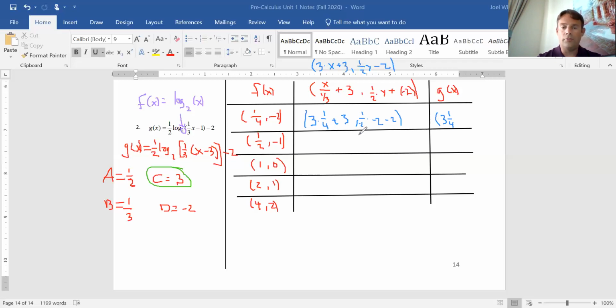Well, that shouldn't have been a -2. Oopsies. So that didn't sound right to me. There we go. Half of, let's try that. Half of -2 is -1, minus 2 would be a -3. So a little bit better. Yep. So then we can go ahead and get our points here.